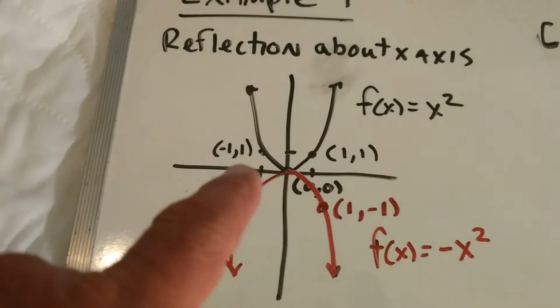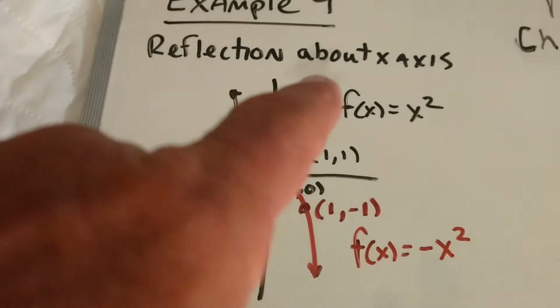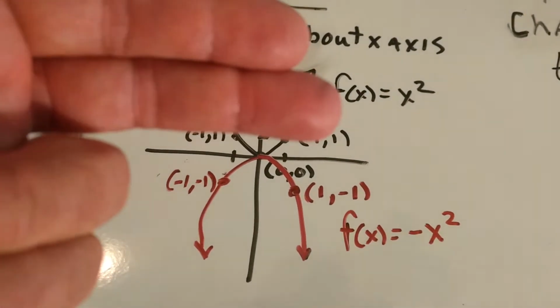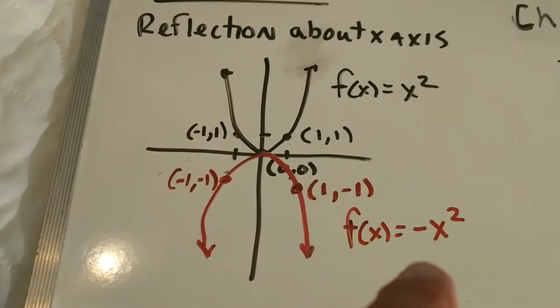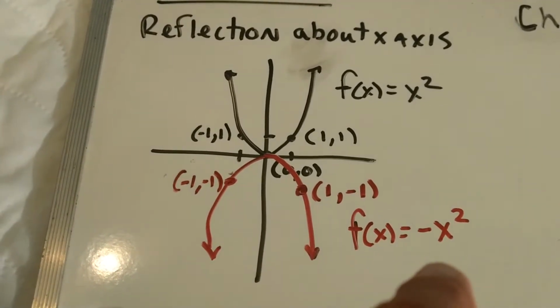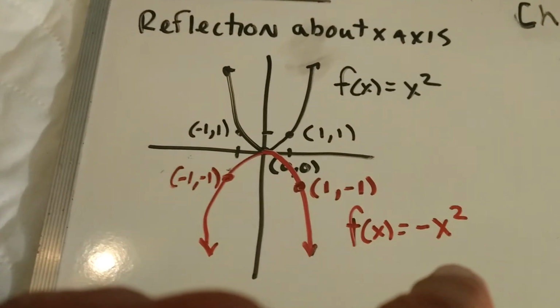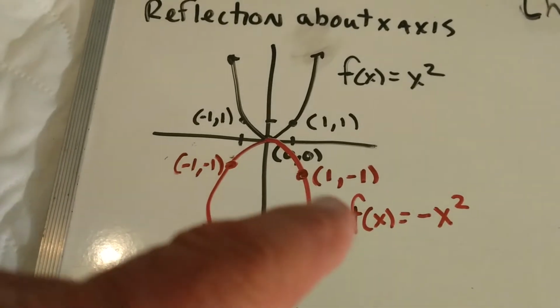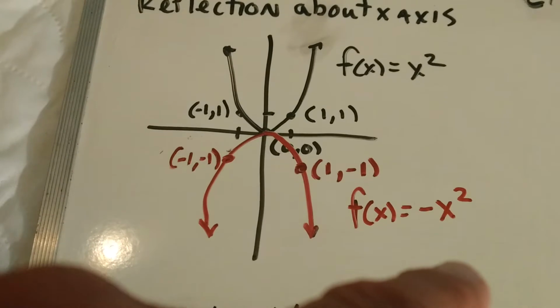You can see I have (0, 0), (-1, 1), (1, 1). A reflection about the x-axis, which means that this whole graph is just going to flip down, is when we have a negative in front of the whole function. See how the negative is in front of all of the x squared, not just the x? So what happens is this affects the y's.